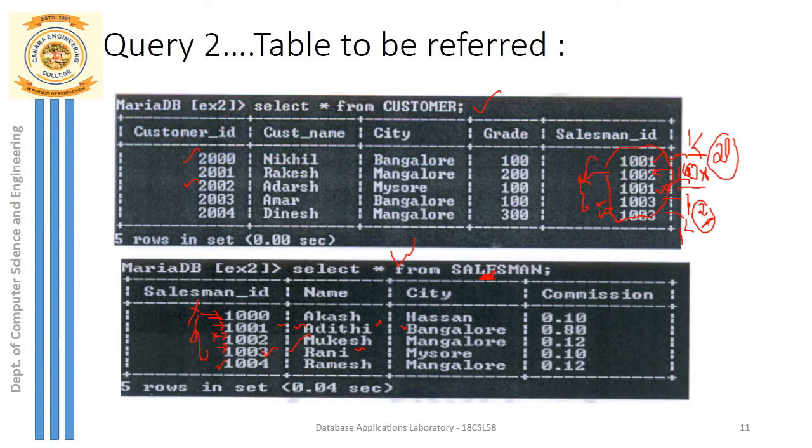So what is the meaning of that? This salesman has only one customer. He is serving only one customer. So that is why I cannot select. It is not matching my condition. So I cannot select this particular salesman. I hope it is clear. Mukesh cannot be selected.